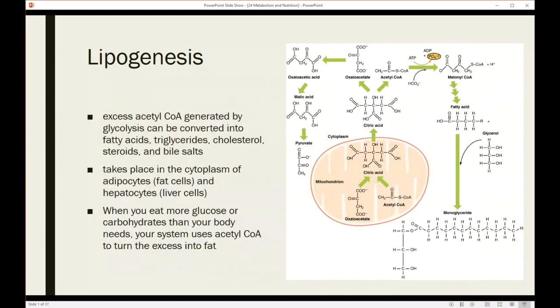Lipogenesis is where we're building up the fats back up, right? So when we have excessive acetyl-CoA generated by glycolysis, we can then convert it into fatty acids, triglycerides, cholesterol, steroids, and even bile salts. This happens within the cytoplasm of our fat cells and in the cytoplasm of our liver cells. When we eat more glucose or carbohydrates than our body needs, your body can use that acetyl-CoA to turn the excess into fat.